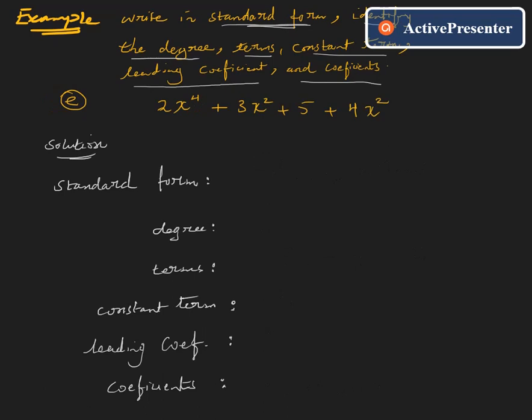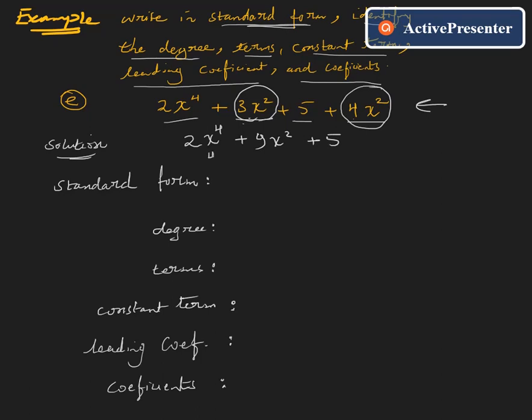Another example, 2x to the power 4 plus 3x squared plus 5 plus 4x squared. Is this in the standard form? When we look at the polynomial, we see that the like terms are not combined. So this polynomial itself is not in the simplest form. Its simplest form is 2x to the power 4, 3x squared plus 4x squared is 9x squared, okay? Plus what? 5.